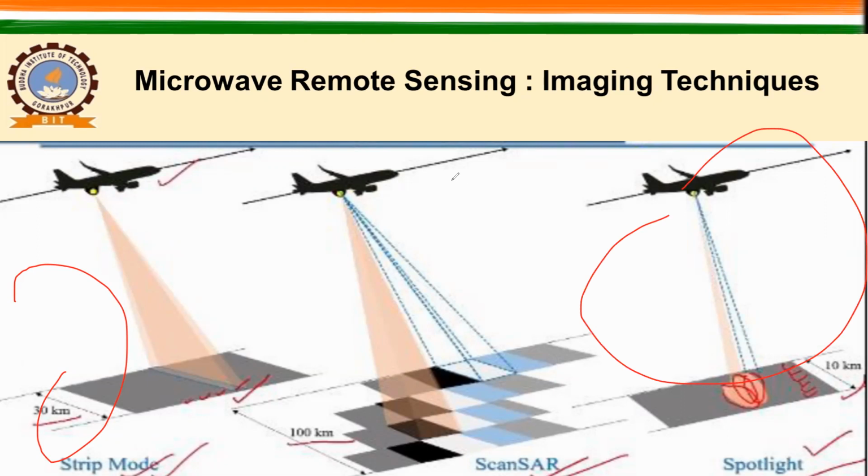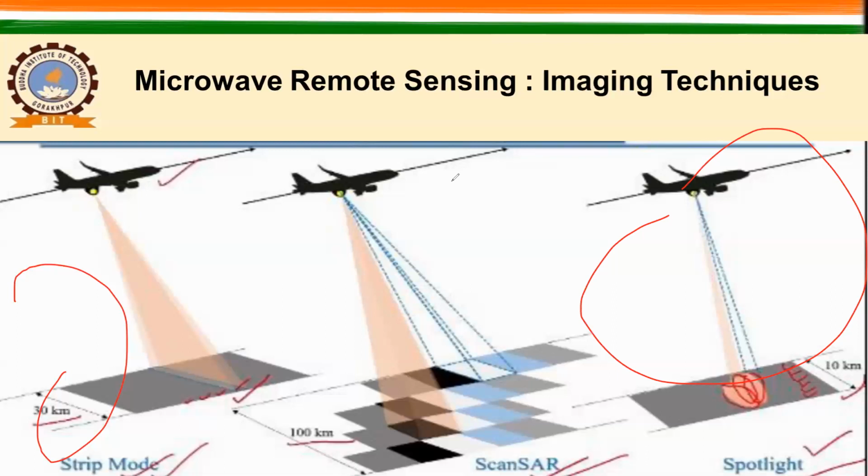So if we talk about this spotlight, again, this will be generated like this. So one object will be seen from two or three different positions, and then you will generate these complex images. So here, if you compare strip, scan, SAR, and spotlight, you will find the difference in the swath.